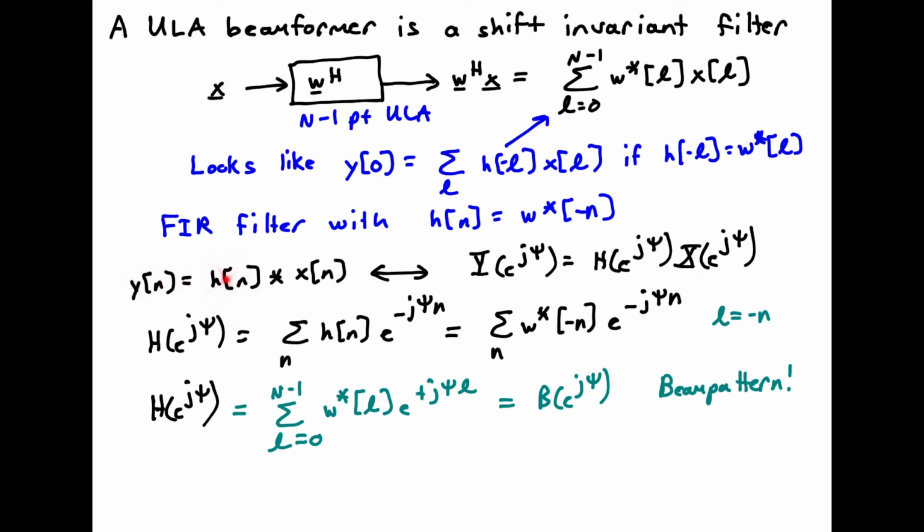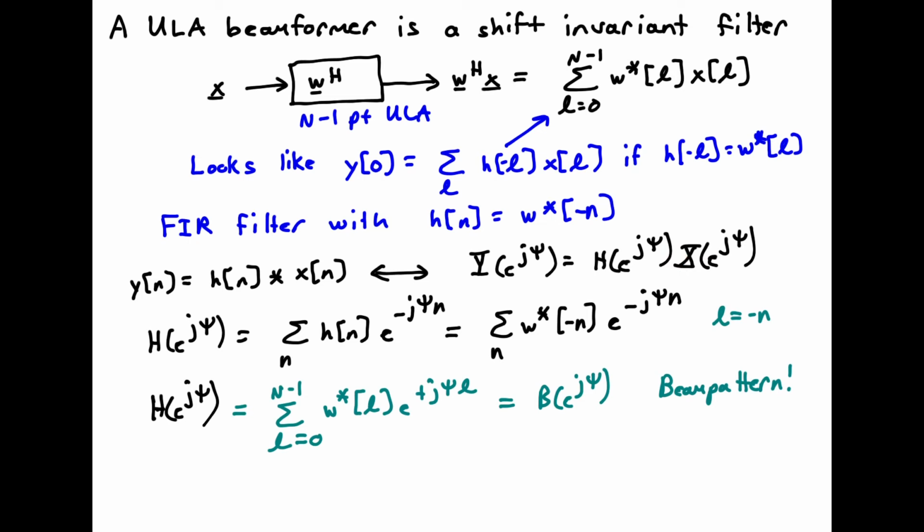Y of n will be equal to the convolution of h and x. And then y of e to the j psi is equal to h of e to the j psi times x of e to the j psi. Again, I'm using psi as my discrete frequency variable here because I want to emphasize that it's different. It's the spatial frequency variable instead of the temporal frequency variable. But the system is basically the same setup.